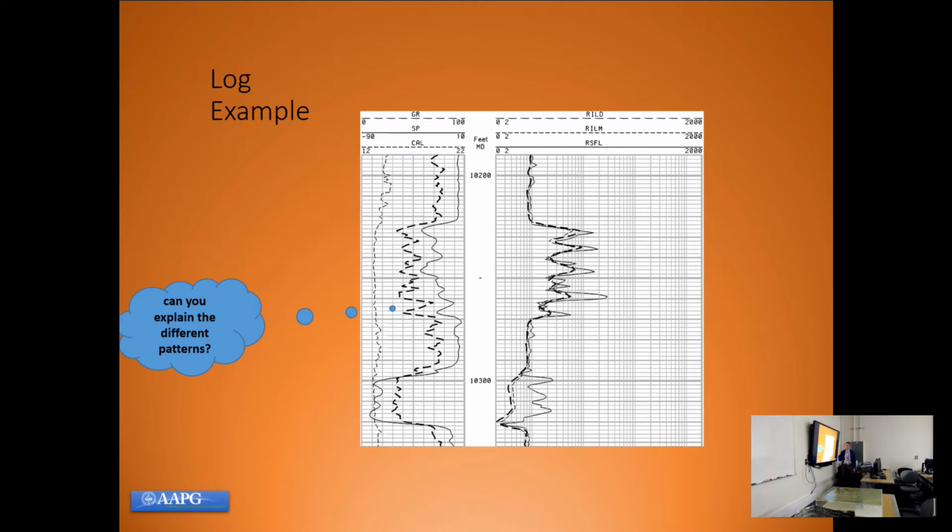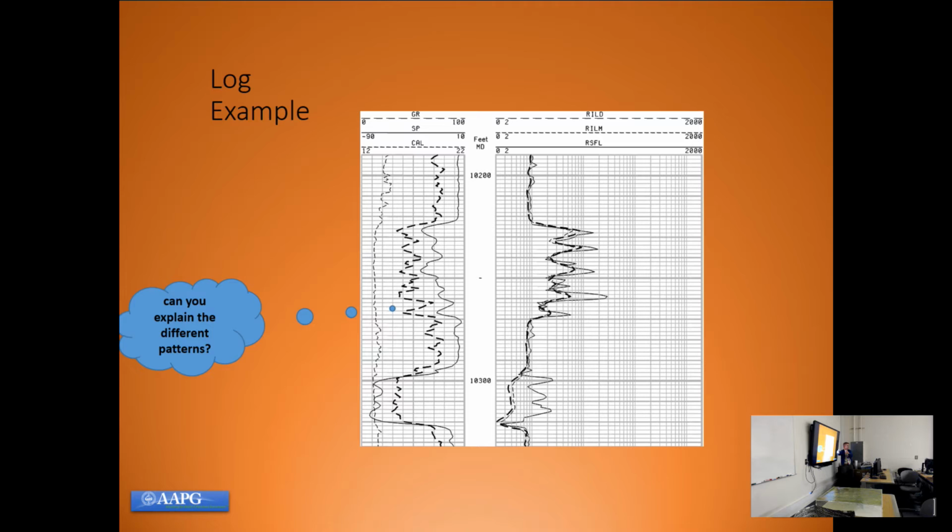Now, some of you will maybe be able to answer that, others will be unfamiliar. But the SP log is shown in the solid line. The SP log, spontaneous potential, is looking at the degree of electrical potential difference between the borehole fluid and the formation fluid. When you have a big difference in potential, how do you get that? The big difference in electrical potential, measured in millivolts in this particular case.